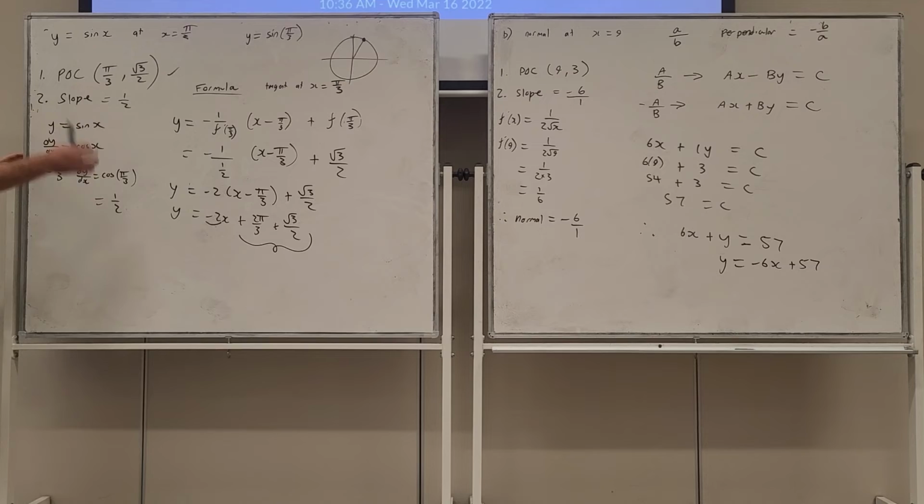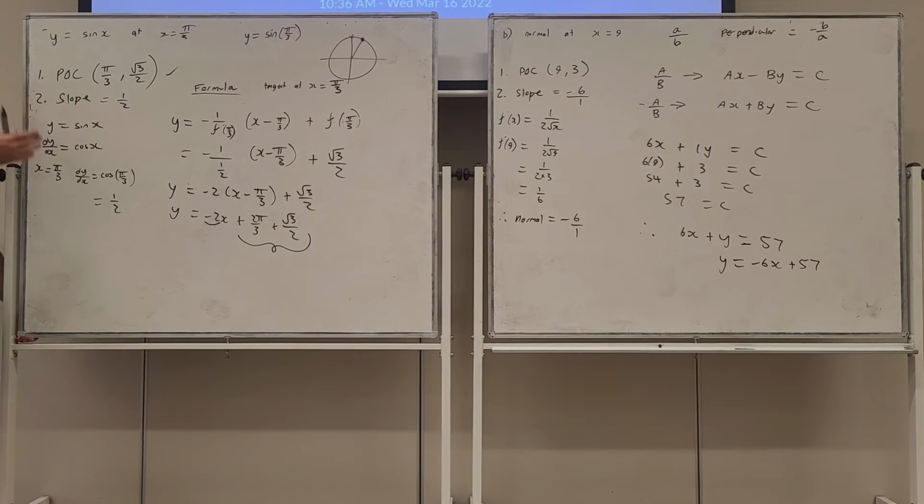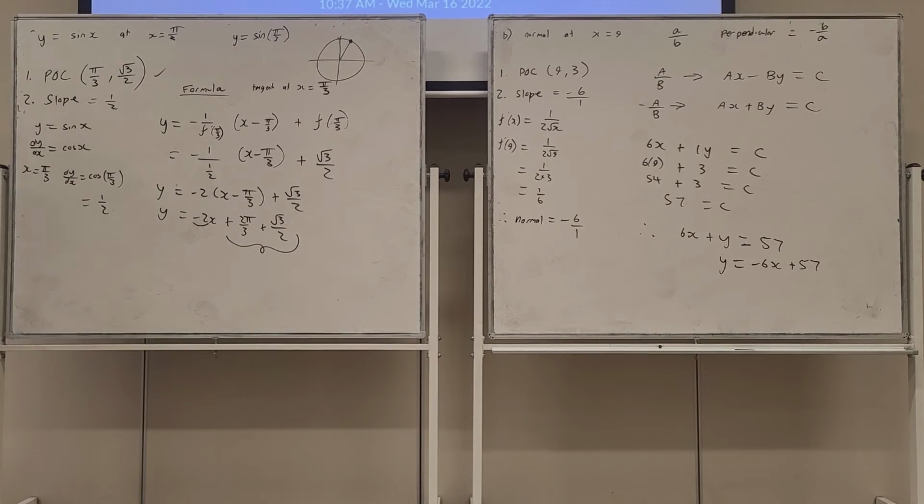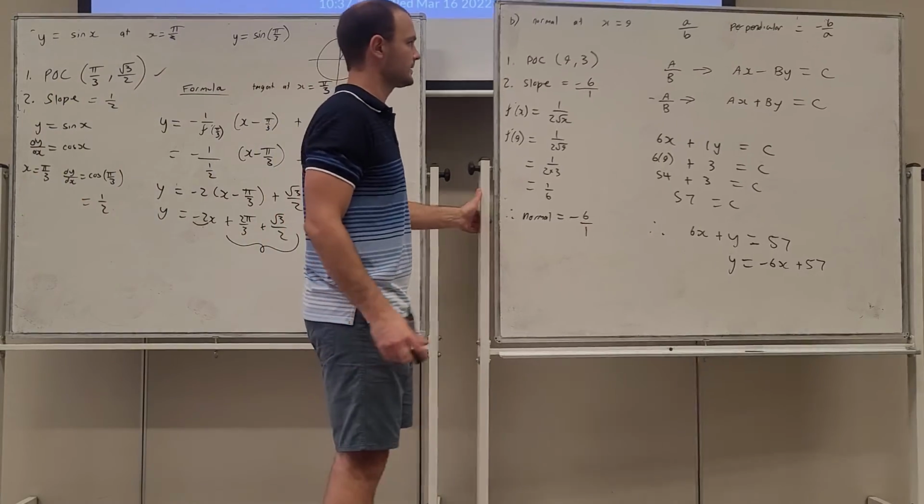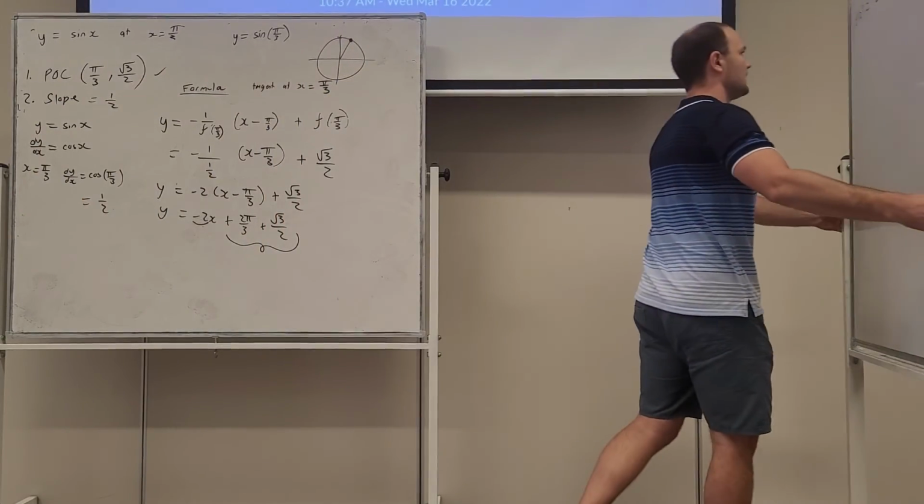So you can use any process you want. I've shown you 3. I just like doing the equation of the line. I think that's just the y-intercept form. I think that's the easiest. Okay, last one.